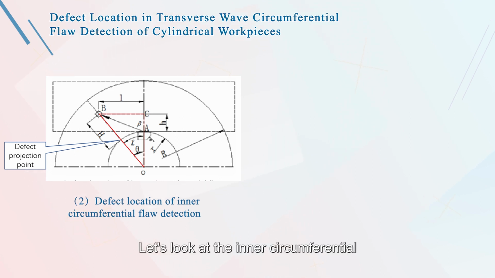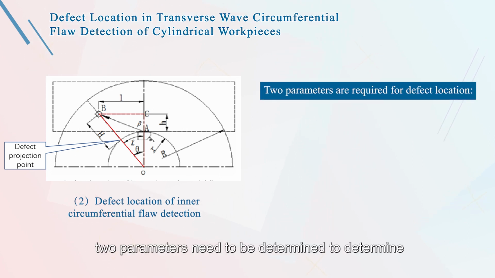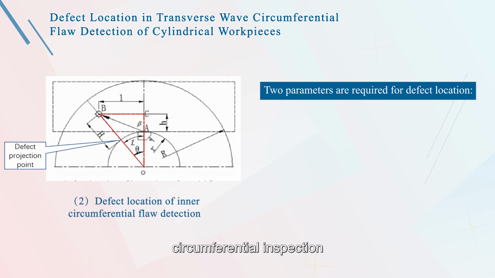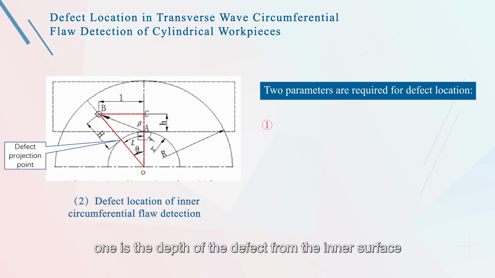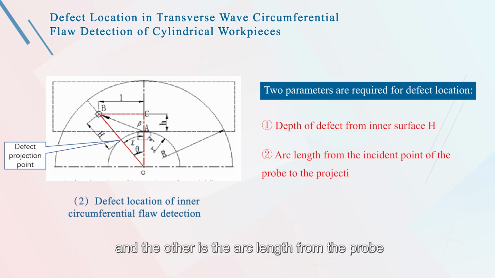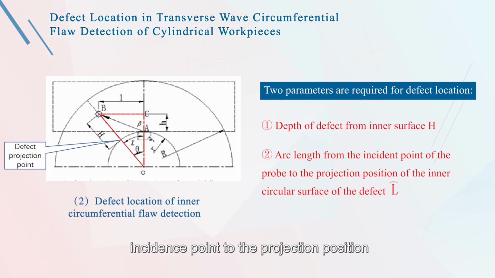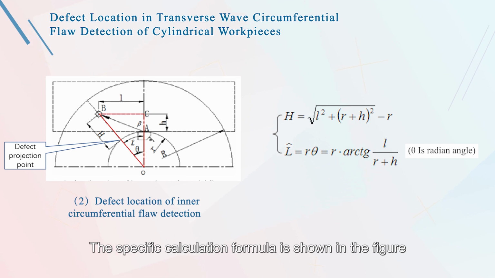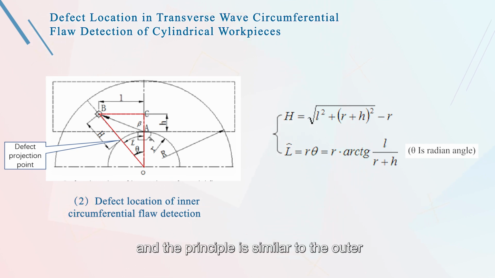Let's look at the inner circumferential detection of the shear wave. As shown in the figure, two parameters need to be determined to determine the defect position during inner circumferential inspection. One is the depth of the defect from the inner surface, and the other is the arc length from the probe incidence point to the projection position of the defect on the inner circumferential surface. The specific calculation formula is shown in the figure, as we can see, and the principle is similar to the outer circumferential detection, so I won't repeat it here.